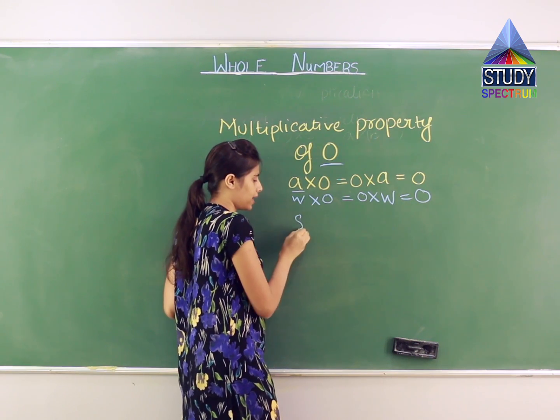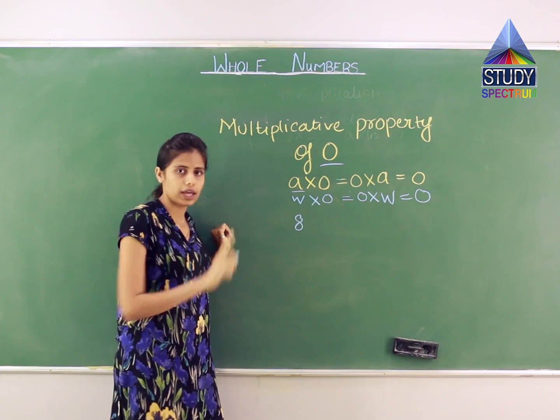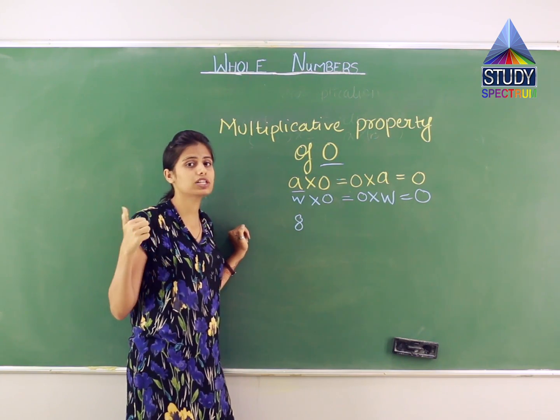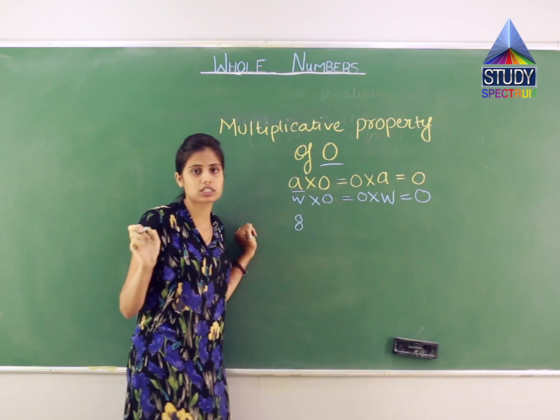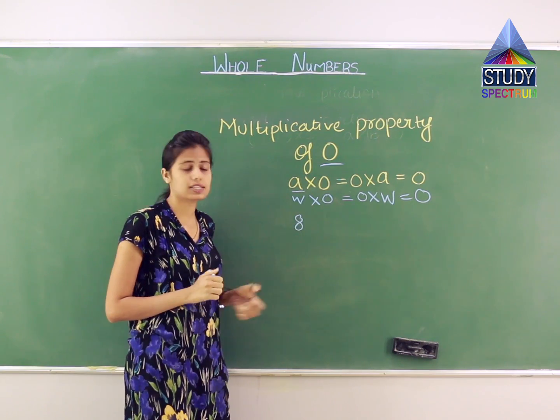8 is a whole number, right? Because it lies between what? 0 to infinity, because whole numbers start from which number? What is the smallest whole number? 0. So 8 lies between 0 to infinity. So it is a whole number.